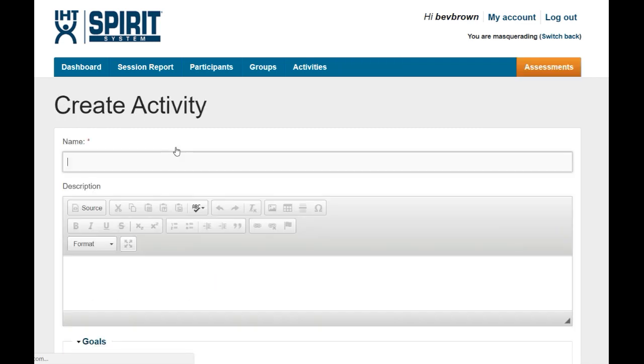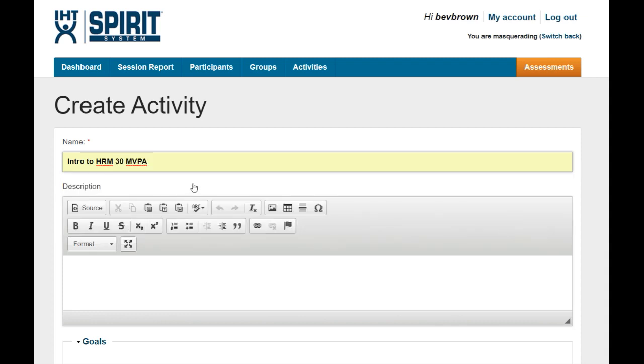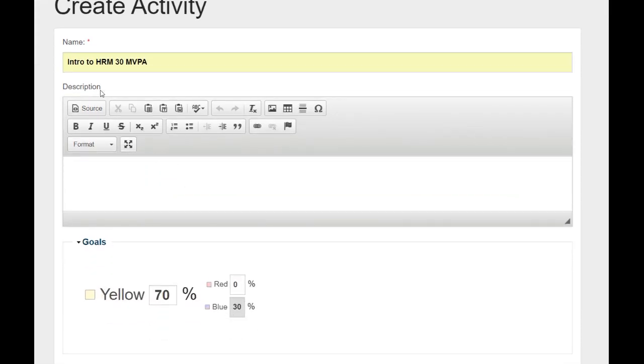And the title of the first one that I would recommend is simply Introduction to Heart Rate Monitors. Then I normally put behind it the percent of time that I am anticipating the students to move at an MVPA level. So right now this says Intro to Heart Rate Monitor 30% MVPA.